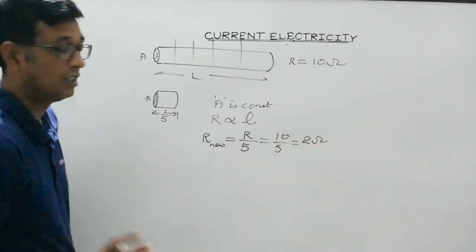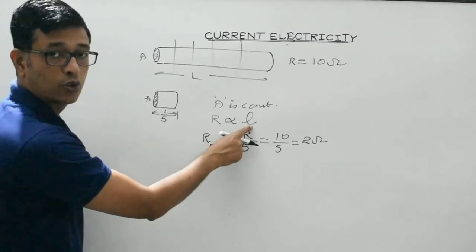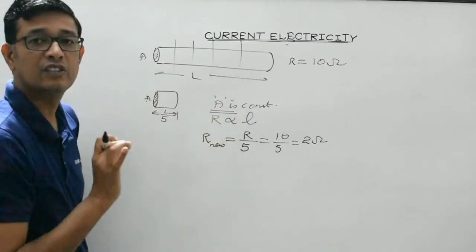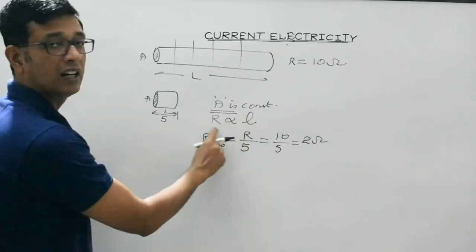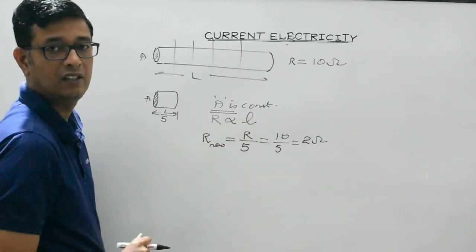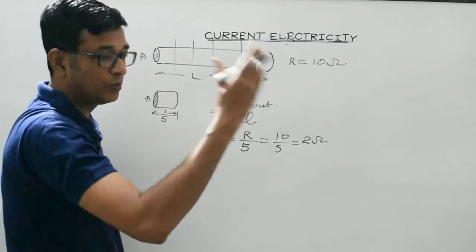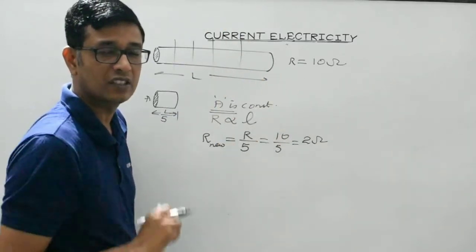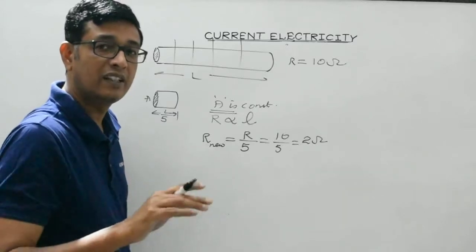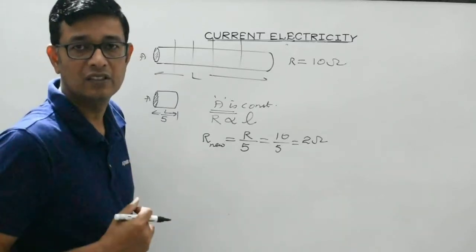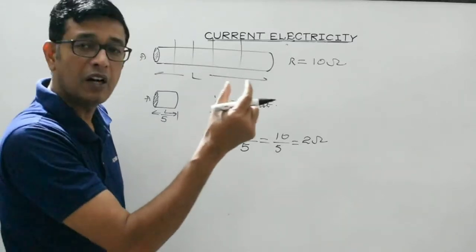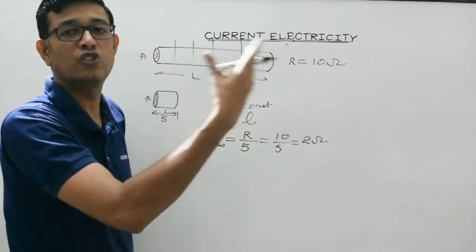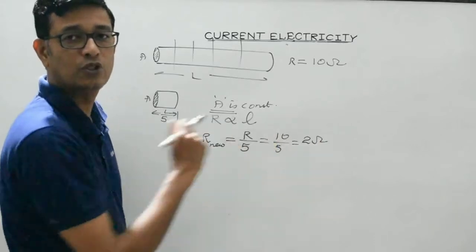Got it, students? So R is directly proportional to length only when cross-section area remains constant. Then only R is directly proportional to L. So here the wire is being cut so that the cross-section area of each of the parts remains constant. So in this case resistance will be directly proportional to the length of that piece. So length of each part will be 1 by 5th. Therefore resistance of each part will become 1 by 5th of the original value. So it will become 2 ohm.